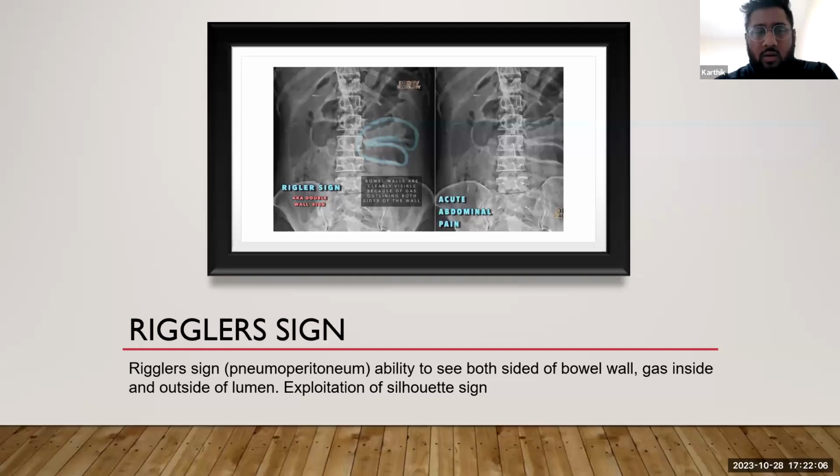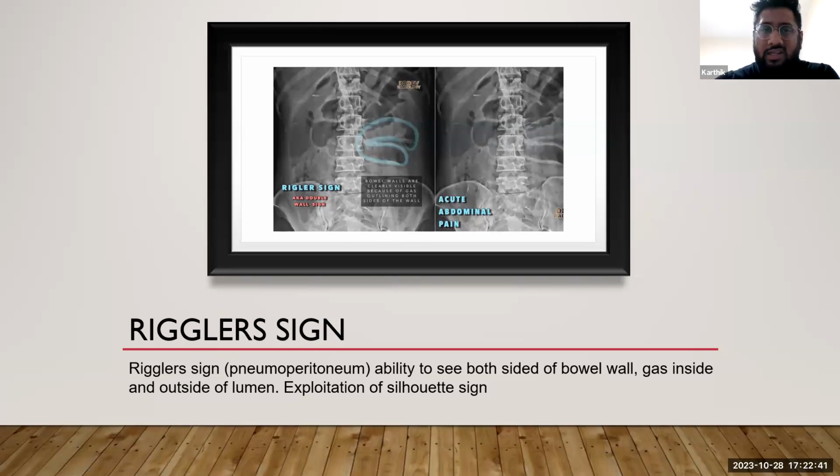Okay, so I've got one more sign to show you guys. The Rigler sign. I think you need to go through many images of it to properly understand what it is. But it's essentially a sign of air in the peritoneum where you can see both sides of the bowel wall. So you'd see lucency on both sides, like a dark gray or black on both sides of the lumen, of the wall.